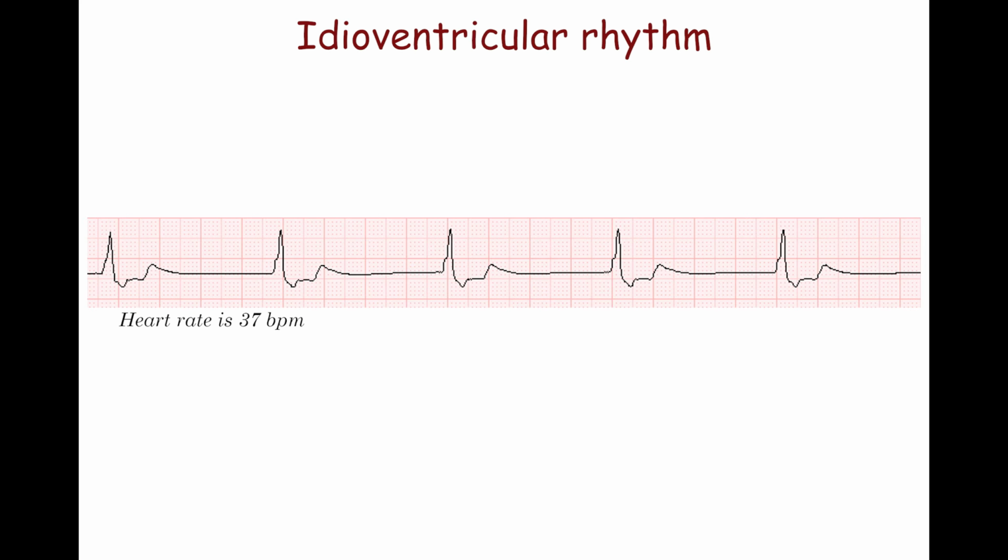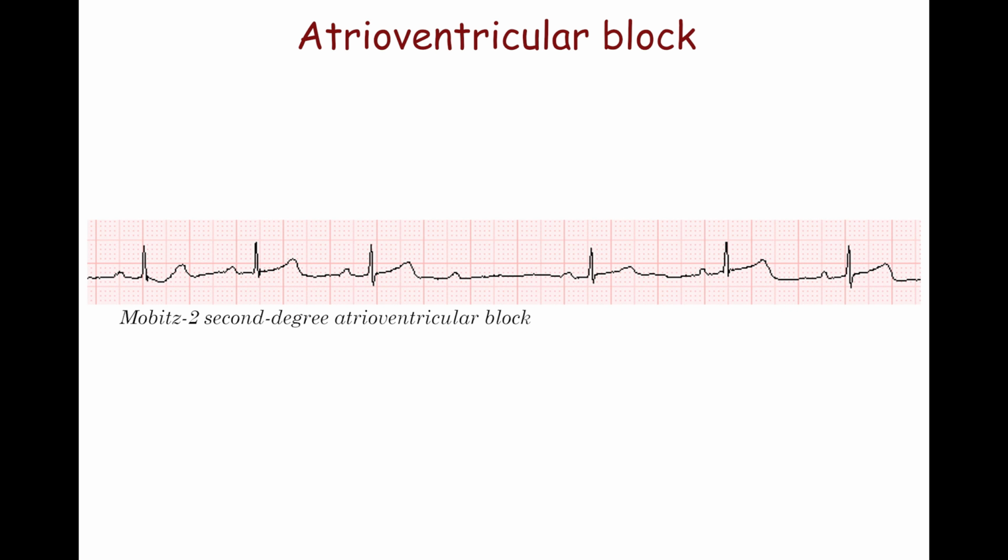The idioventricular rhythm originates from the myocardium of the ventricles. It is an escape rhythm and is characterized by broad QRS complexes. P waves are absent or follow the QRS complexes. Normally, each P wave should be followed by a QRS complex. When some P waves are not followed by QRS complexes, there is abnormal conduction from the atria to the ventricles. This condition is called atrioventricular block or heart block.